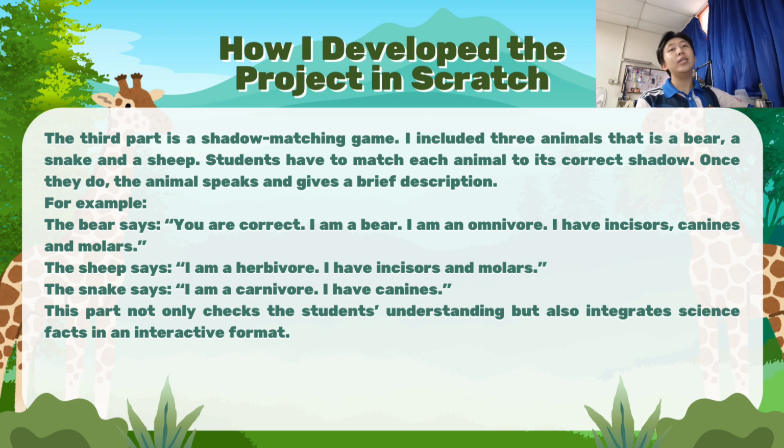The student has to match each animal to its correct shadow. Once they do, the animal speaks and gives a brief description. For example, when they match the bear from the full picture to the shadow of the bear, they need to find the correct shadow for the bear.